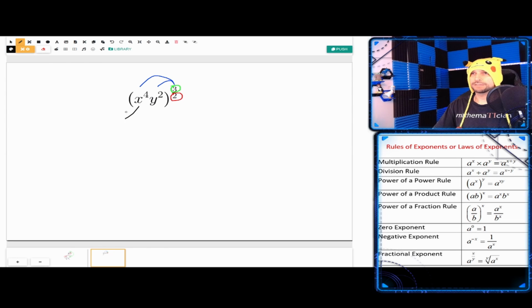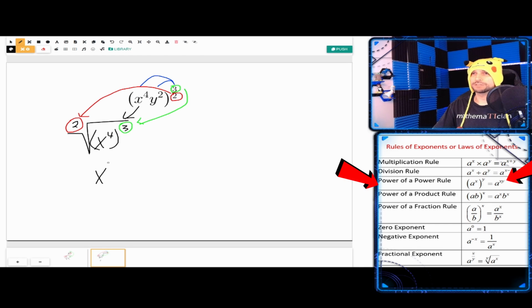So this factor x is going to be x to the 4th, just as it was, but that's going to go to the third power. And then all of that is going to be taken to the second root, or just a normal square root. So what does that mean? Well, we've got simplified x to the, when we take the power of a power, we multiply the two exponents. So it's going to be x to the 4 times 3, or x to the 12th power. But then we still have to deal with this square root of.